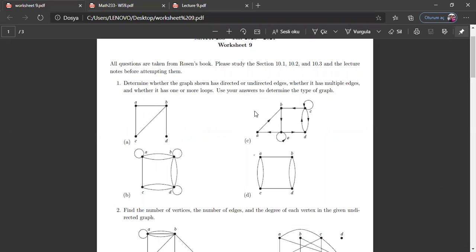Hi everyone, we will solve the ninth worksheet today. So let's start. It's about graphs. We will determine whether the graphs are directed or undirected, have directed or undirected edges, multiple edges, or loops. So what's a directed edge or an undirected edge?